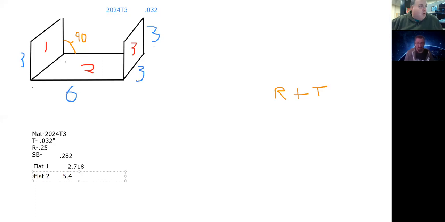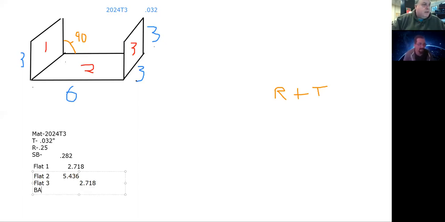I get 5.4 something. What do you get in your calculator? I got 5.436. That looks very reasonable to me. So now we know flat 2, and then we get to do flat 3. What will that be? It's going to be the mirror image of flat 1, since we have the same measurement. Right, it'll be the same as flat 1.